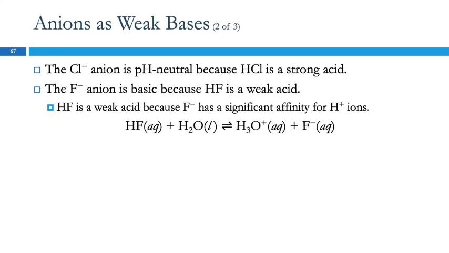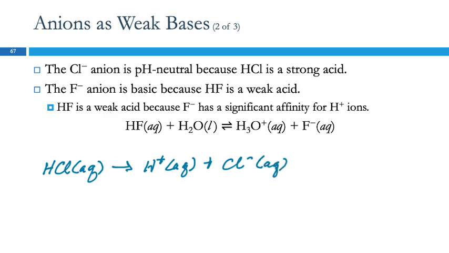So chloride ion. Chloride ion is the conjugate base of HCl. But HCl is a strong acid. So when we put HCl in water, it ionizes completely to hydrogen ions and chloride ions. This is the conjugate base, but this reaction never goes in the other direction because chloride does not have a strong affinity for hydrogen ions. That's why it comes apart so completely.